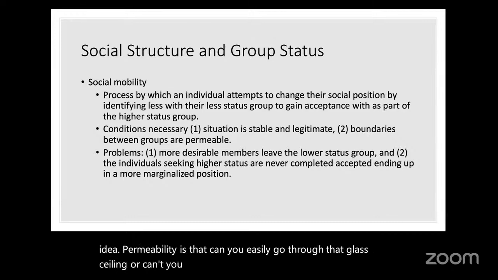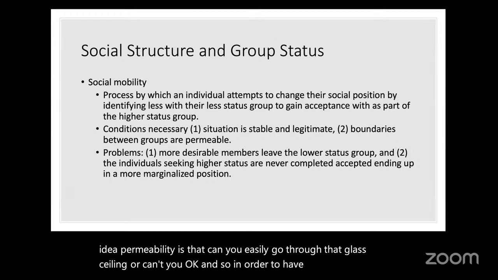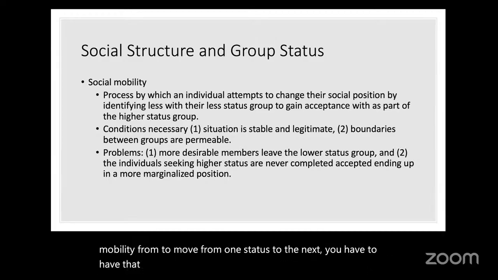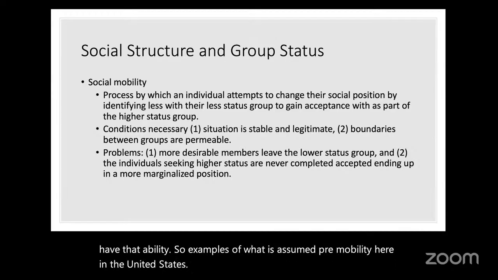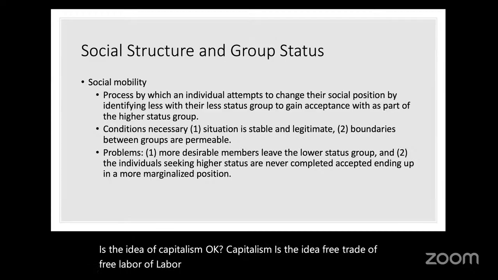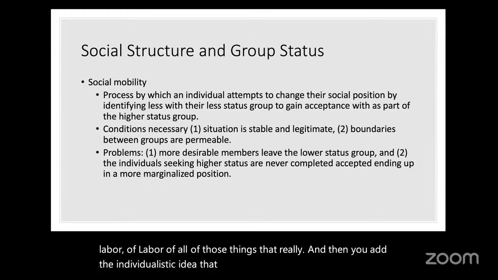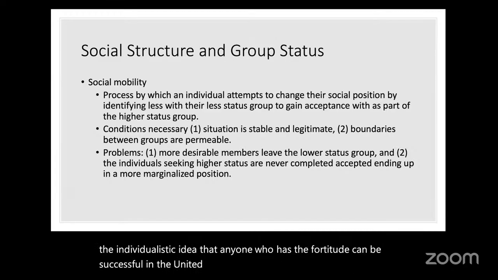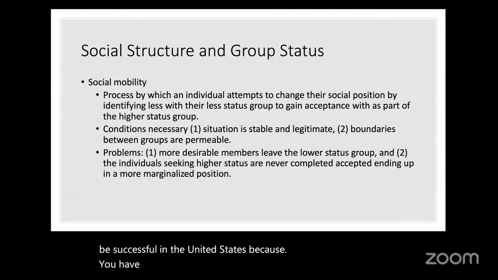Okay. And so in order to have true social mobility, to move from one status to the next, you have to have that ability. An example of assumed permeability here in the United States is the idea of capitalism. Capitalism is the idea of free trade, of free labor, and then you add the individualistic idea that anyone who has the fortitude can be successful in the United States because you have that ability to make money freely, trade freely, and whatnot.